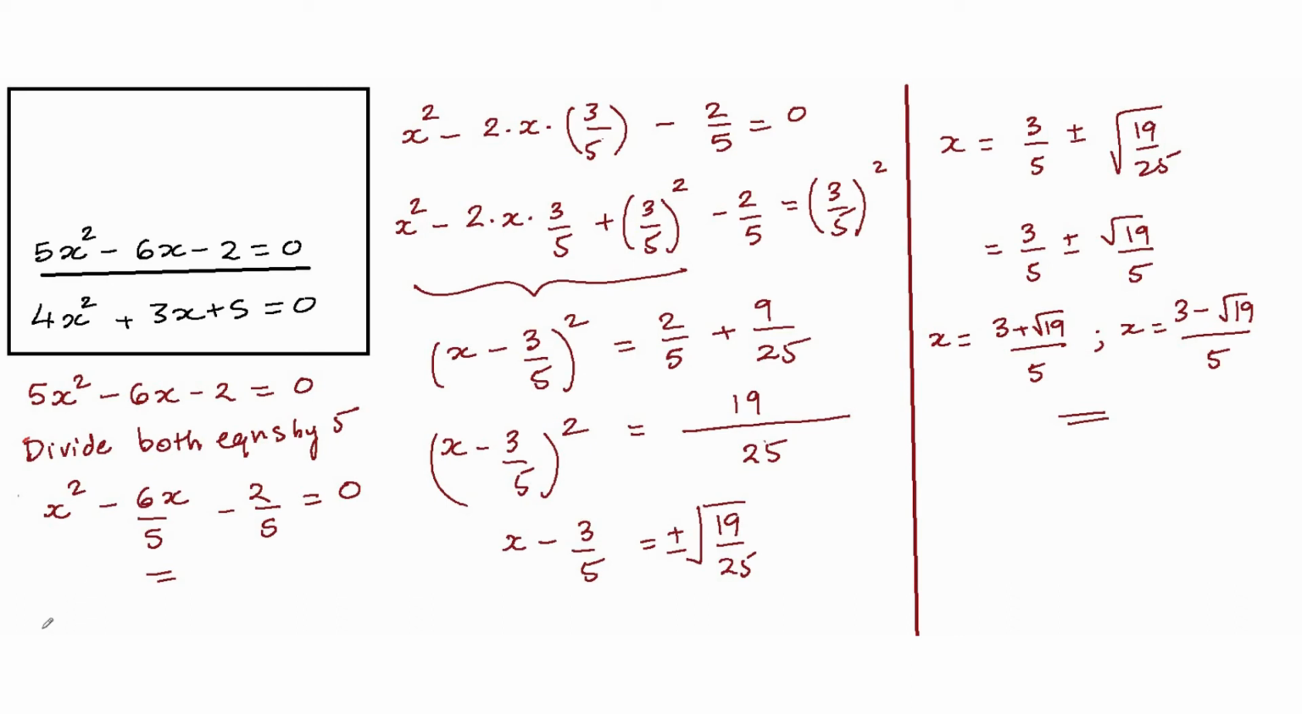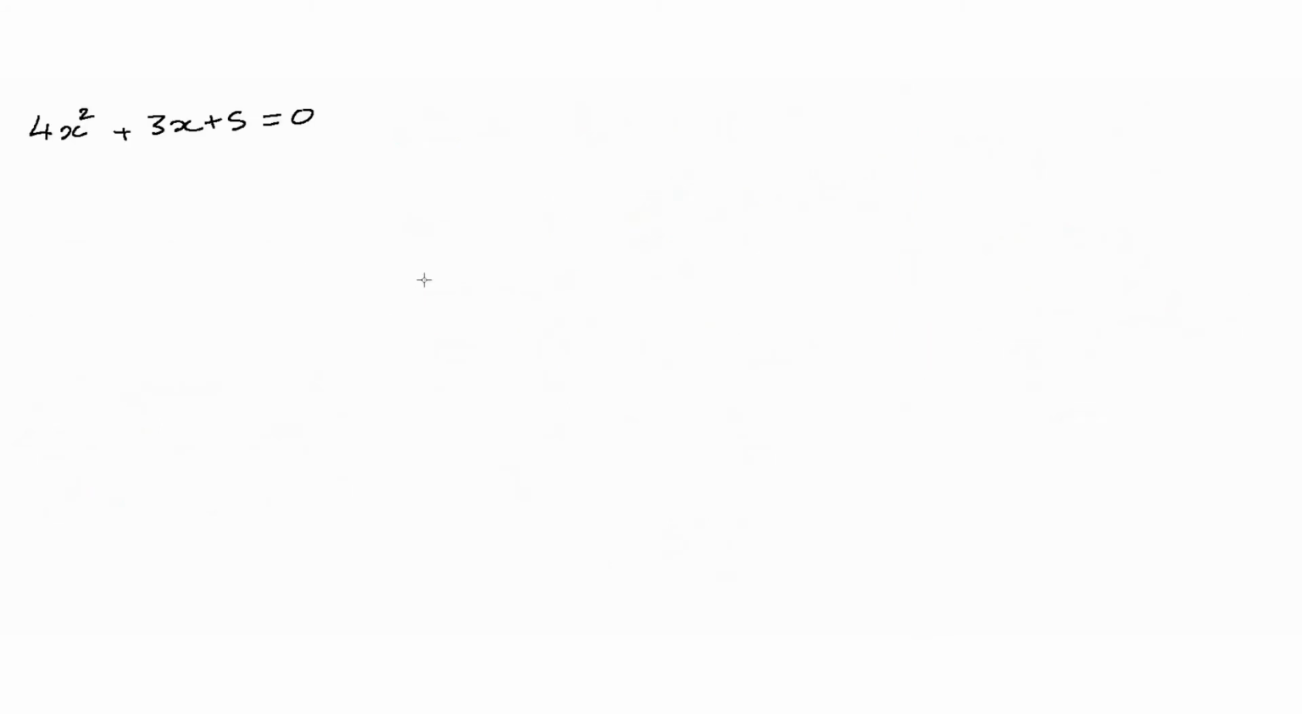Okay, so let us now solve the next question. We have 4x square plus 3x plus 5 equal to 0. Let us divide throughout by 4. What we now get is 4x square by 4 is x square, and this becomes 3 by 4x, and then you have a 5 by 4 equal to 0.